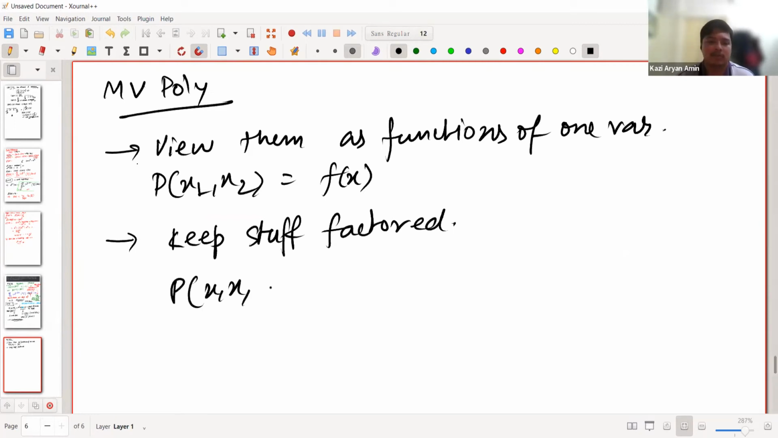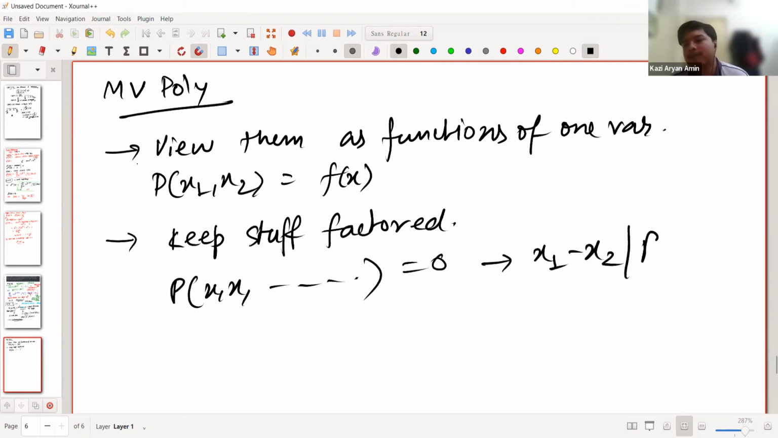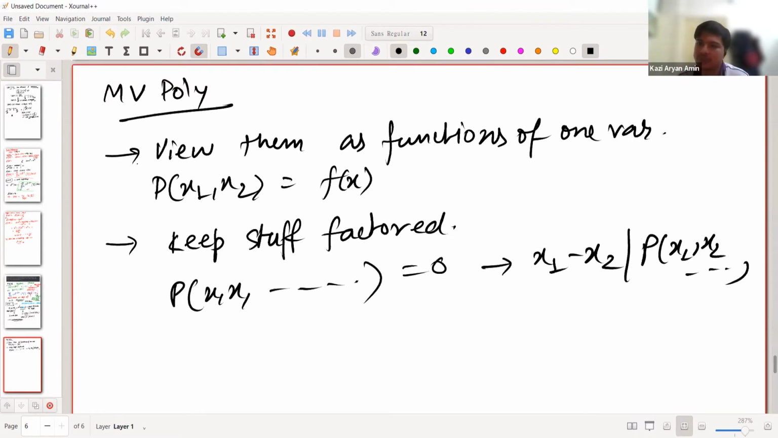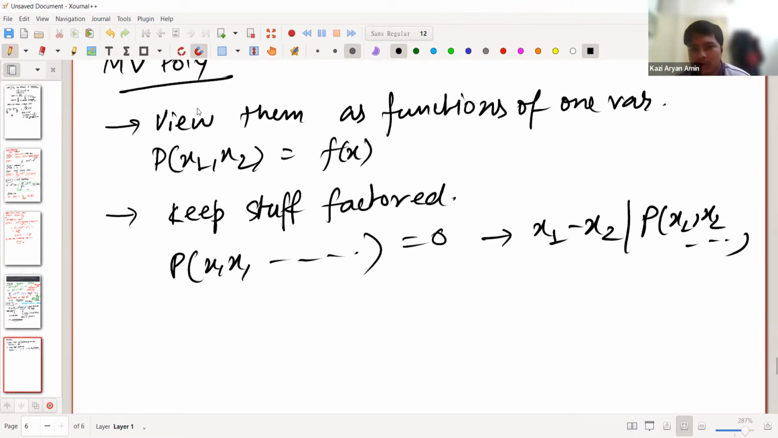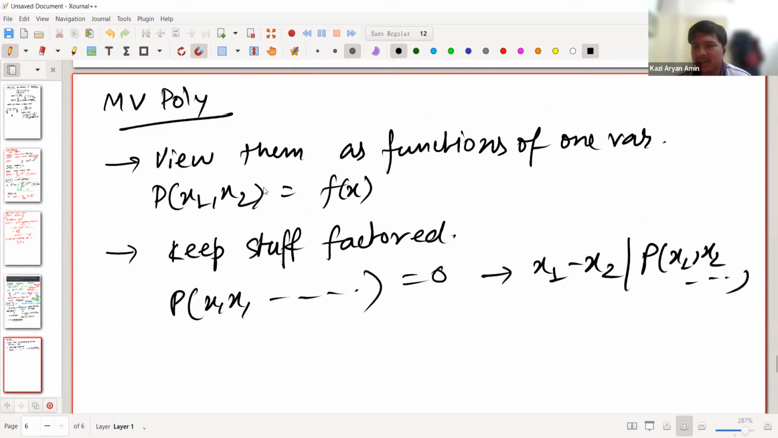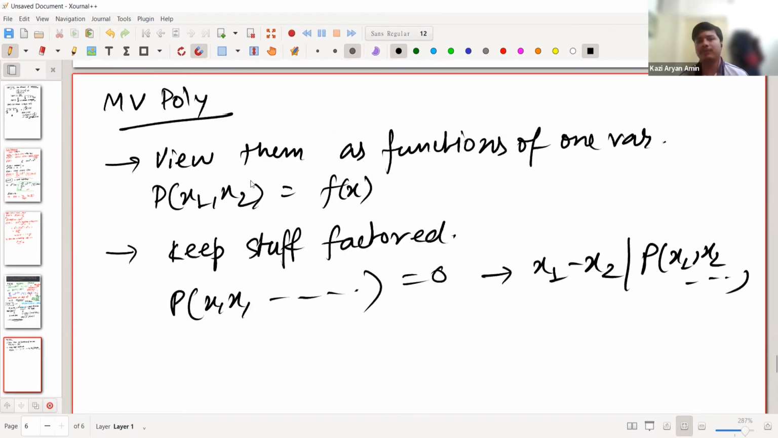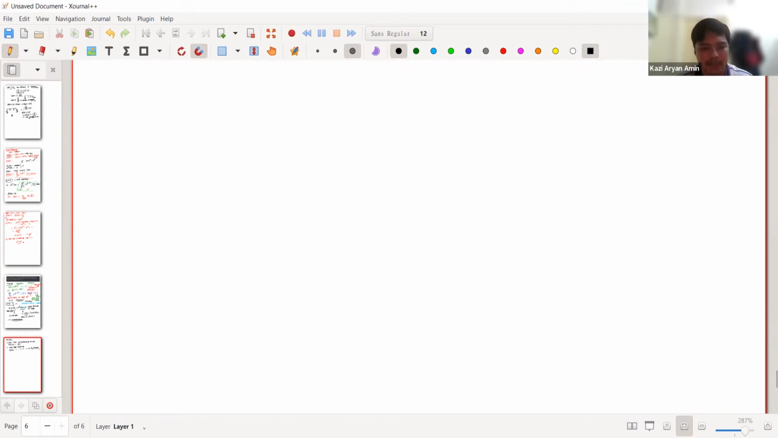For example, if p of x, x, and other values I don't really care about is equal to 0, this tells you that x1 minus x2 divides p of x1, x2, the n-variate polynomial. So these are some useful properties, but it really boils down to your problem solving skills and how well you understand factoring and stuff. So I'll just start with a problem.